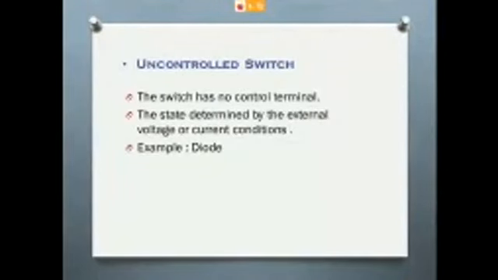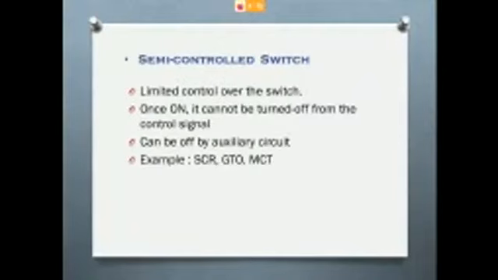Uncontrolled switch, we can basically understand it from the name itself. It cannot be controlled by us manually. That is, it does not have a control terminal. Its state is determined externally; it can only be controlled by the external voltage or current condition. The main example would be a diode.